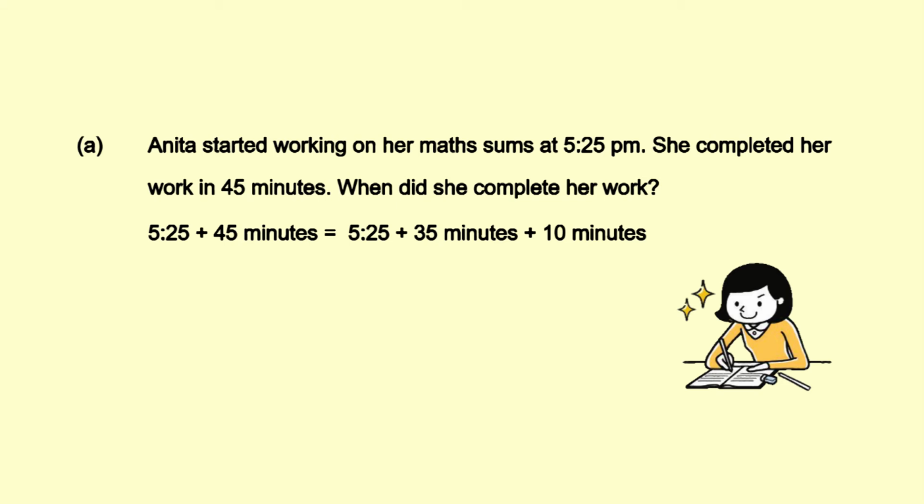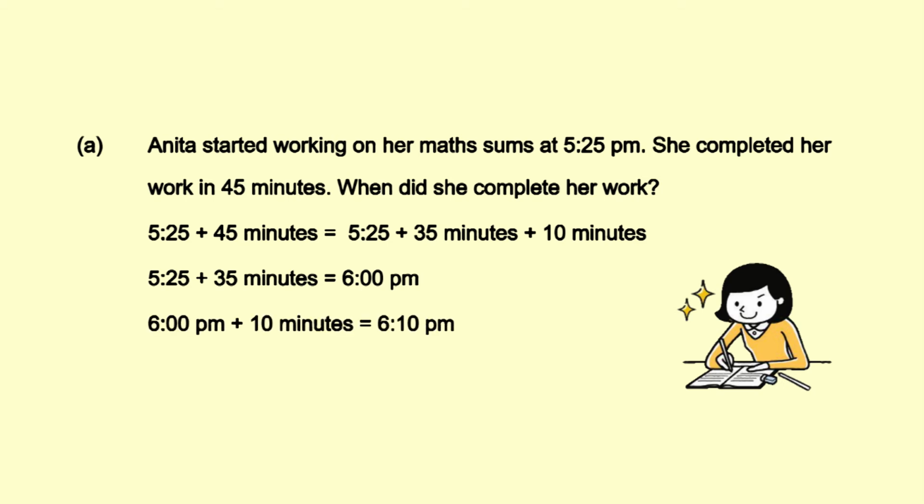5:25 plus 45 minutes is equal to 5:25 plus 35 minutes plus 10 minutes. 5:25 plus 35 minutes is equal to 6 p.m. 6 p.m. plus 10 minutes is equal to 6:10 p.m. Answer: Anita completed her math sums at 6:10 p.m.